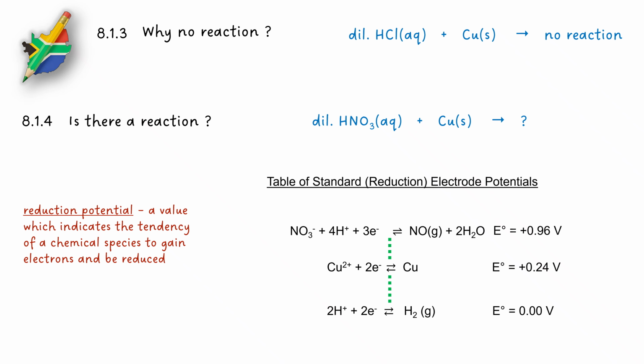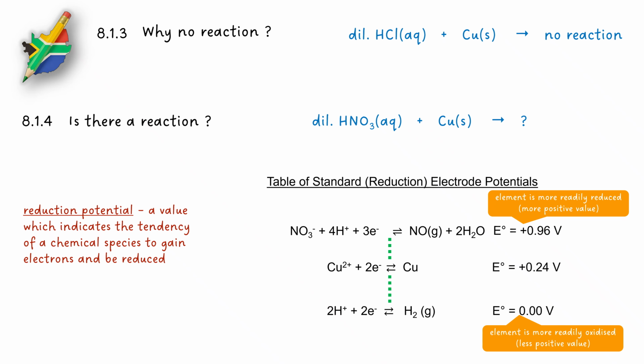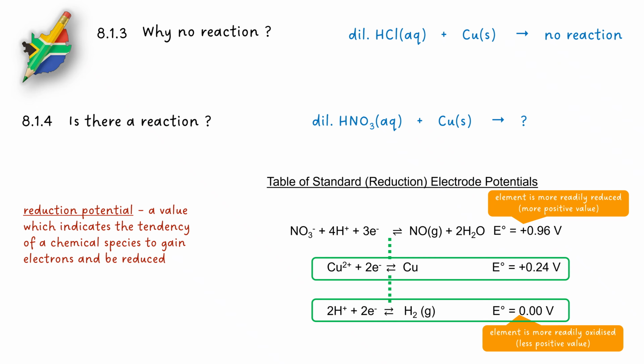Reduction potential is the measure of the tendency of an electrode to gain electrons and undergo reduction. The more positive the reduction potential, the more likely the species is to be reduced and gain electrons. And the less positive the value, the more likely that element is to be oxidized. In other words, if we take 2 reactions, the one with the more positive electrode potential is more likely to go in this direction, which is reduction, compared to a reaction below it, which is more likely to go in this direction, which is oxidation.